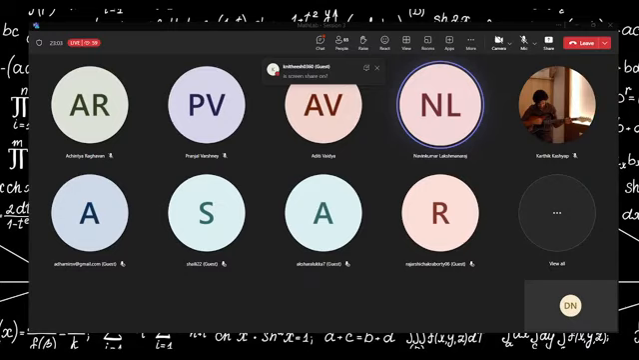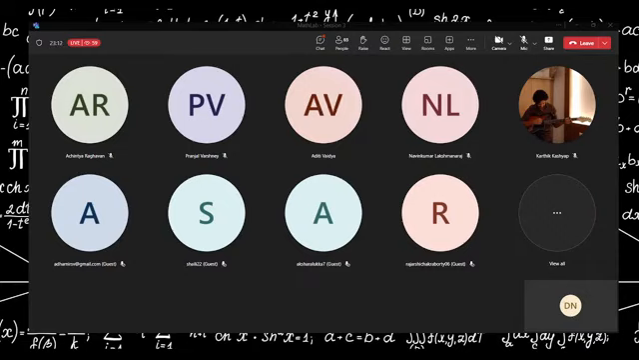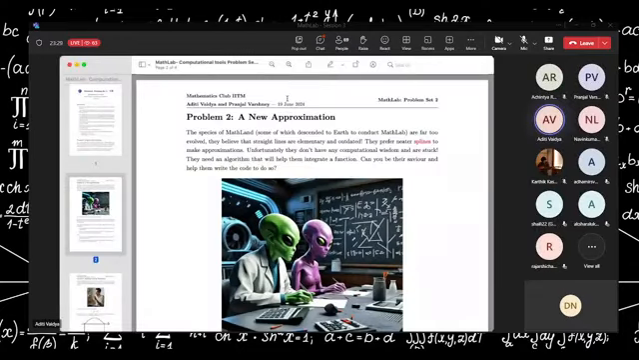Aditi, can you share your screen as well? We can show them the problem set. Yeah, okay, sure. Is the problem set visible? Yes, it is. Yeah, okay.